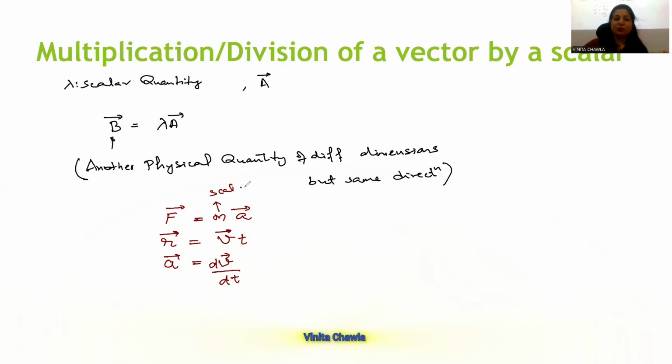Yes. Momentum. Now you know. Momentum is mass into velocity. So mass is a scalar quantity. Time is also a scalar quantity. So here we are multiplying a vector quantity with a scalar quantity and getting another vector quantity. You can see that acceleration is one vector quantity, and when we multiply this acceleration by mass, which is a scalar quantity, we get force, a vector quantity, which is entirely different from acceleration.